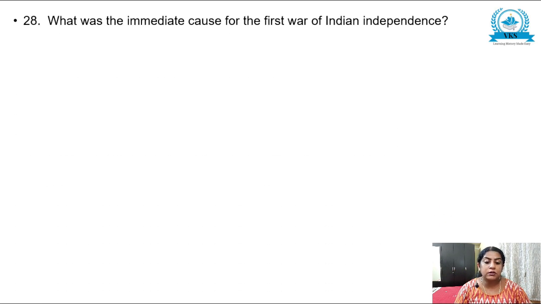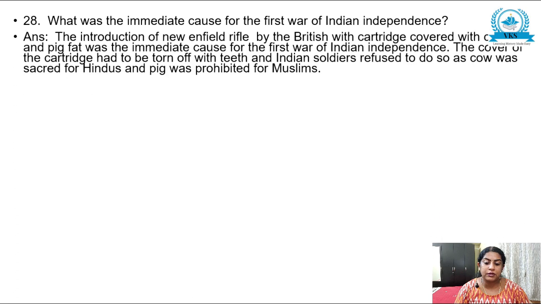What was the immediate cause of the First War of Indian Independence? That is the introduction of new Enfield rifle by the British with a cartridge covered by cow and pig fat. It was the immediate cause of the First War of Indian Independence. I have just explained it in one more sentence.